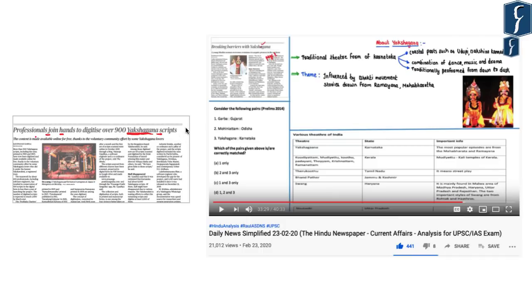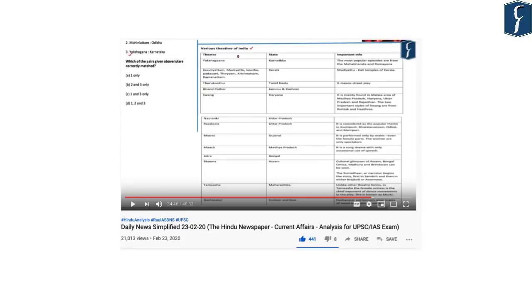Now, Yakshagana is an important traditional theatre form of Karnataka, and this has been elaborately discussed by Baswa sir in DNS dated 23rd of February 2020, along with a question which was asked in prelims 2014. Not only that, various other theatre forms of India like Swang, Nach, Jatra, and various others important from the perspective of prelims examination were also discussed by Baswa sir in the same DNS. So it is advisable that you go through DNS, especially given that prelims is around the corner.